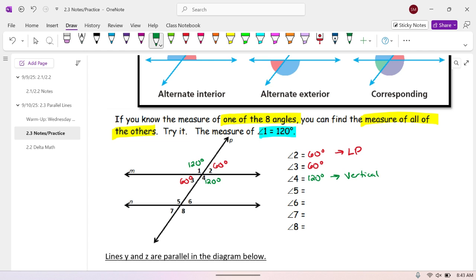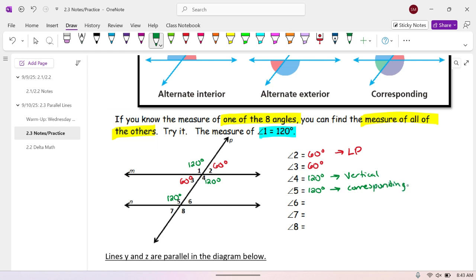What's the relationship between angle 1 and angle 5? They're congruent. But how do I know that they're congruent? What type of angles are they? They're corresponding. Same spot, different line. So that means that angle 5 has to be 120 degrees, and again, it's because they're corresponding.